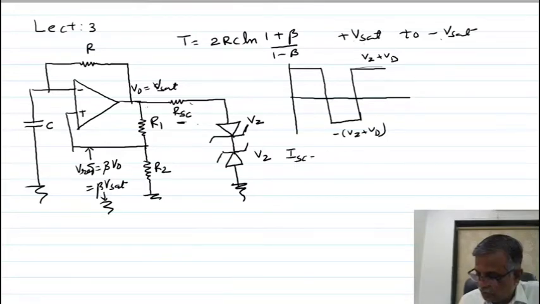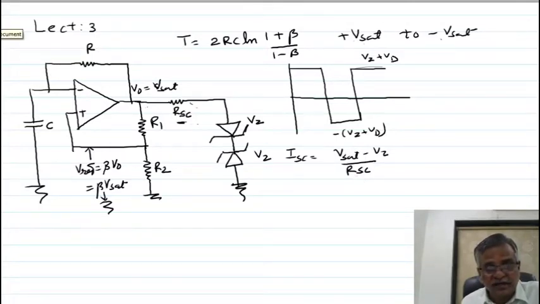Current is given by Vsat minus Vz upon Rsc. So this voltage minus this voltage, upon this resistance, which is nothing but the Rsc I have written.